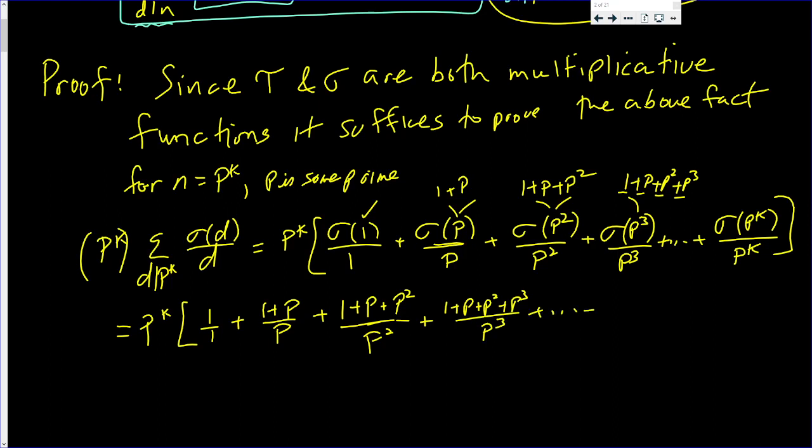All the way up to sigma of p to the k. Well, I'm going to add up all those divisors of p to the k: 1, p, p squared, up to p to the k. And this gets divided by p to the k. So now what I'm going to do is, let's see what we should do here.